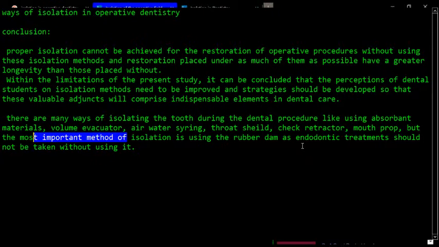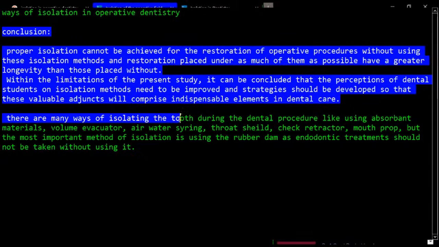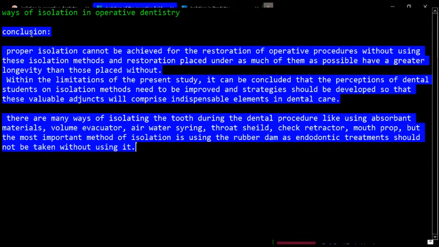as endodontic treatment should not be taken without using it. I think this concludes our research today, ways of isolation in operative dentistry. Conclusion. Let's just give the summary of this paragraph, and this was our conclusion.